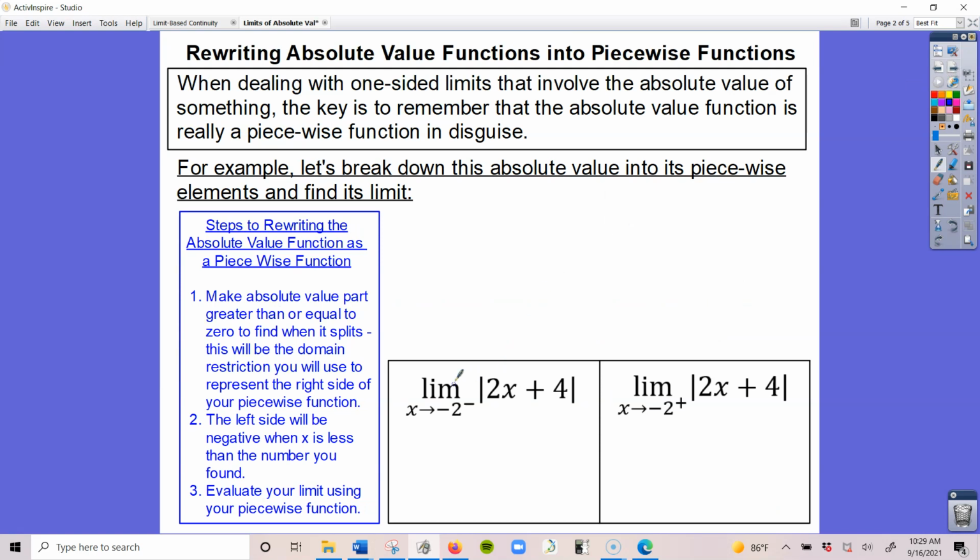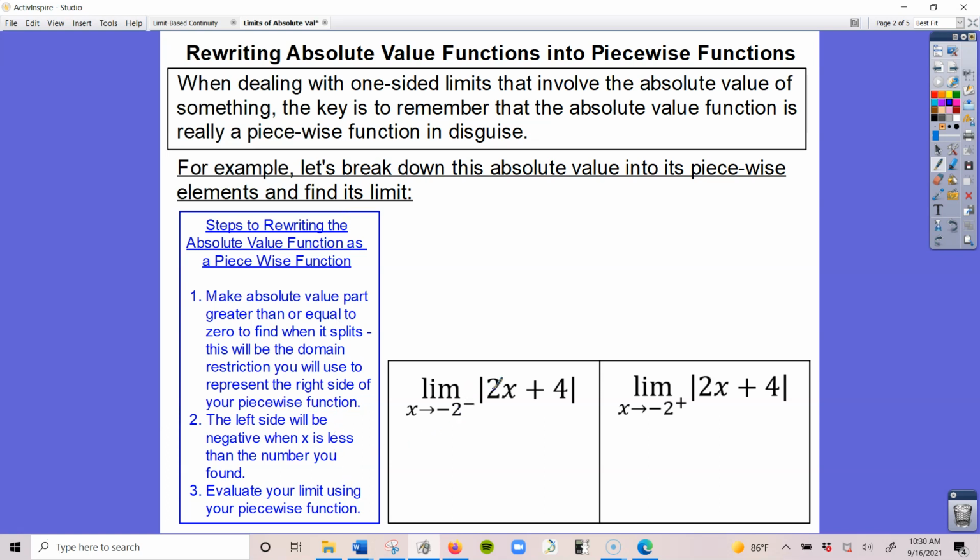So let's say I wanted to calculate this limit. The limit as x is approaching negative 2 from the left, and we have the absolute value of 2x plus 4. So we have these two limits, the limit as x approaches negative 2 from the left and from the right. My first step would be to take my absolute value and rewrite it as a piecewise function.